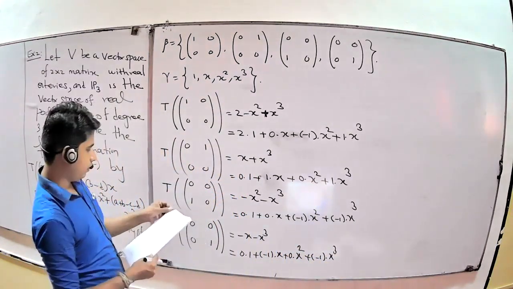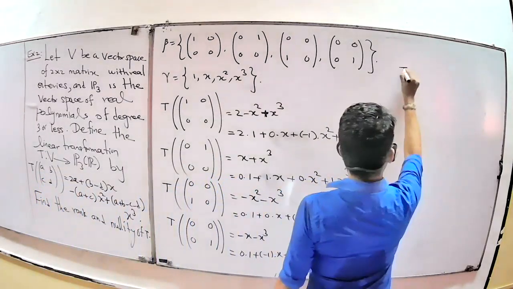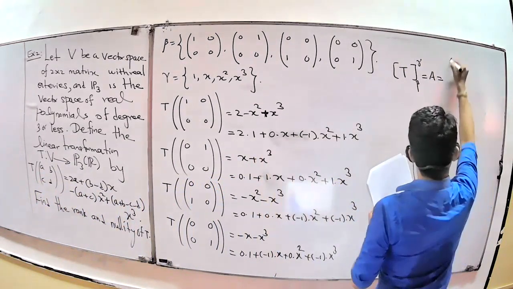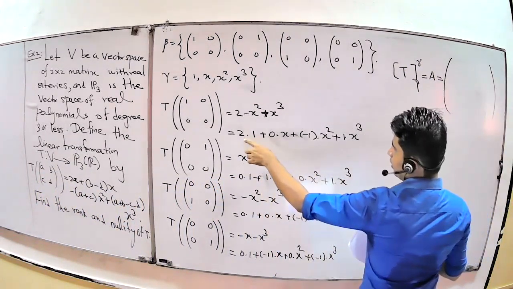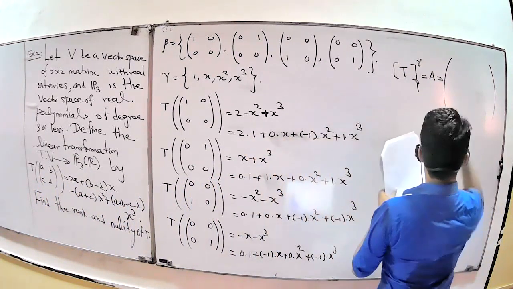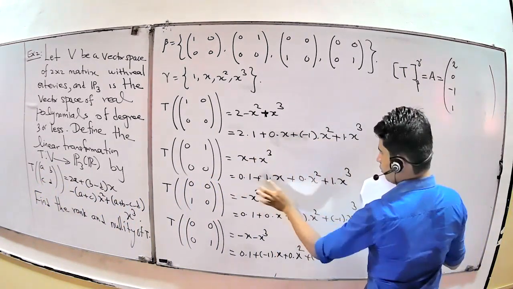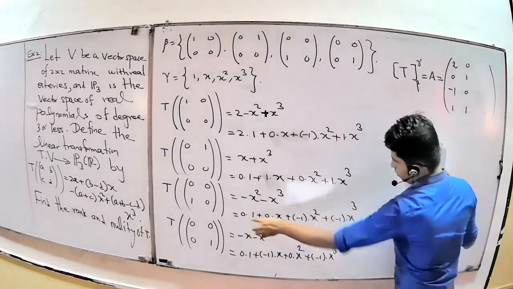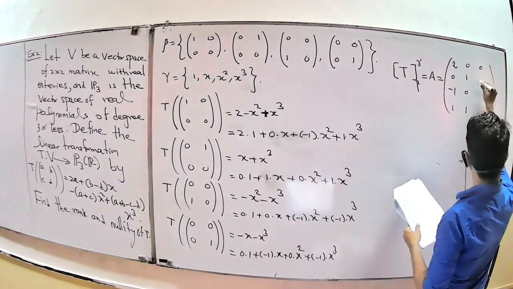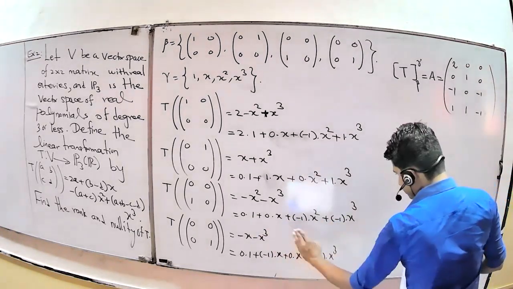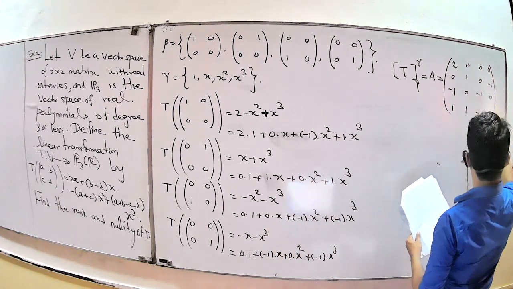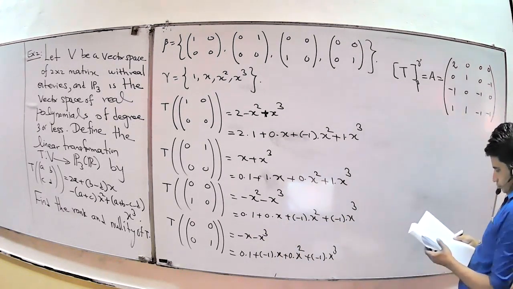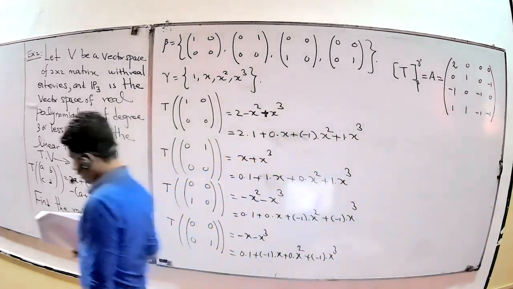Now you can write the representation matrix of T with respect to the ordered bases beta and gamma, equal to A. Written column-wise: 2 0 minus 1 1, then 0 1 0 1, then 0 0 minus 1 minus 1, then 0 minus 1 0 minus 1. It is your representation matrix.